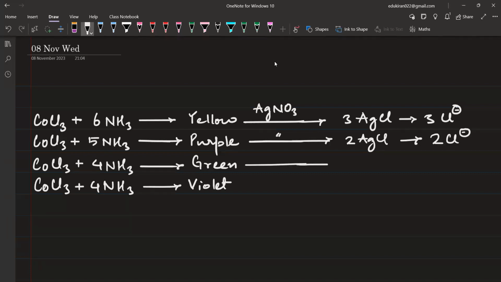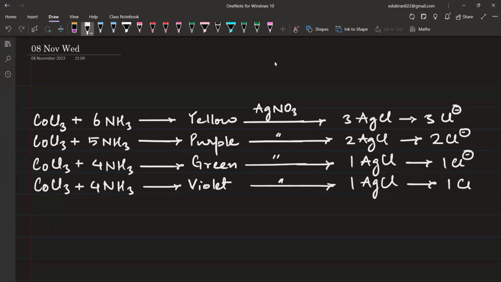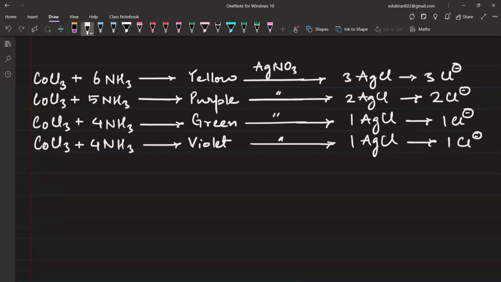And when he reacted with the green color compound, he got only 1 AgCl, and that means 1 Cl negative was there. And for the violet one also, he got only 1 AgCl, and that means there was only 1 Cl negative ion present. Now these are observations. From these observations, some conclusions can be drawn.